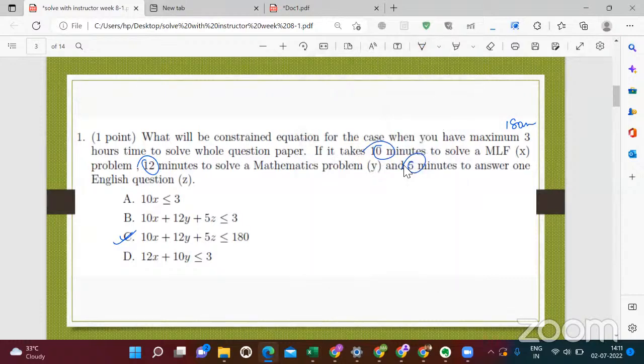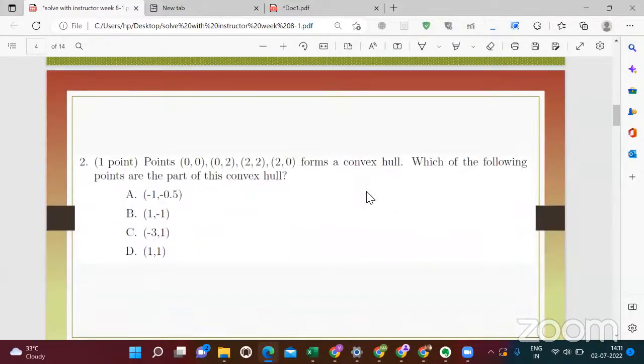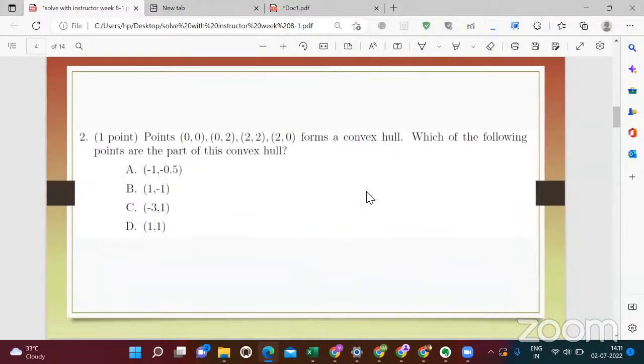The next one is, these are the 4 points that form a convex hull. Now you have to tell which of the following will be under that convex hull. This is also a pretty simple one. You already know the basic properties of the convex hull, how that forms.